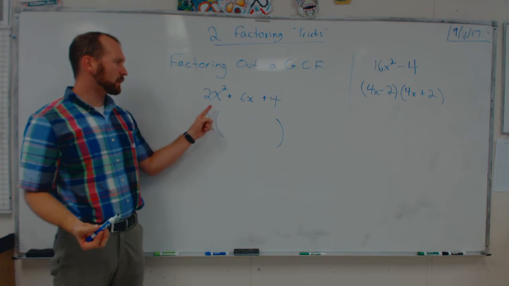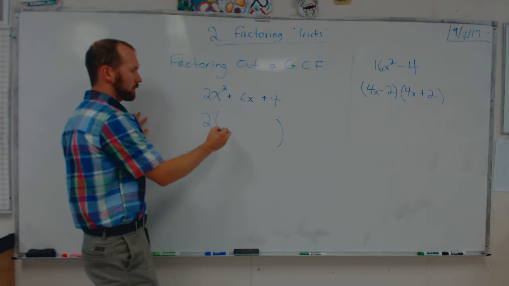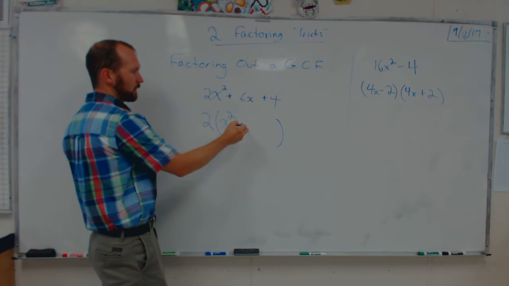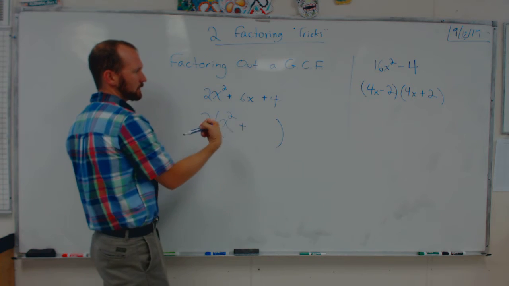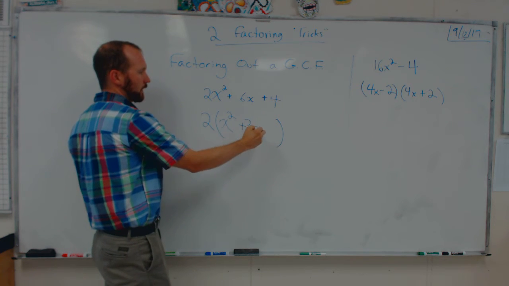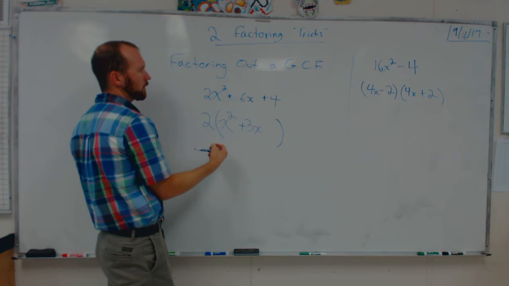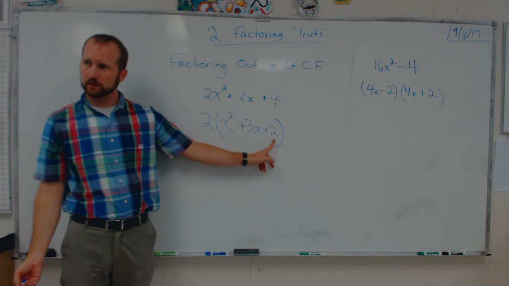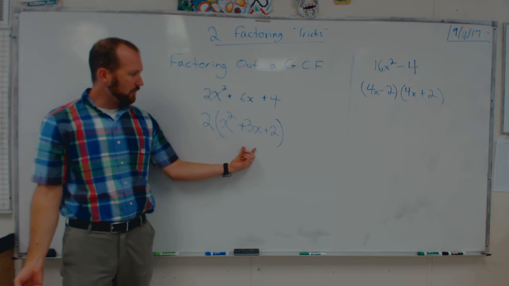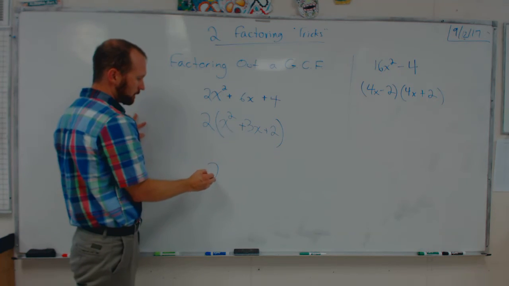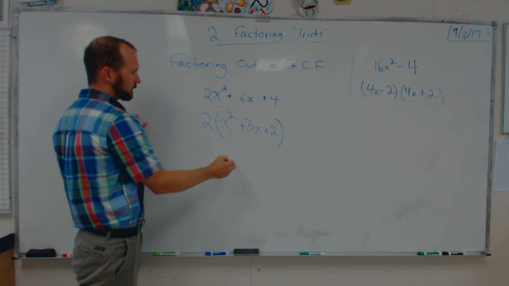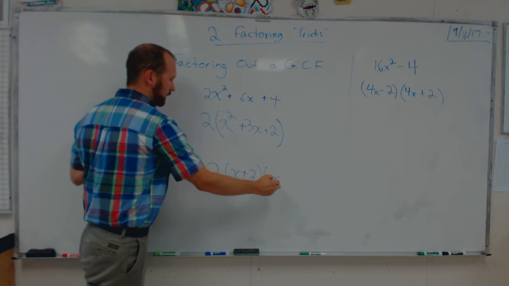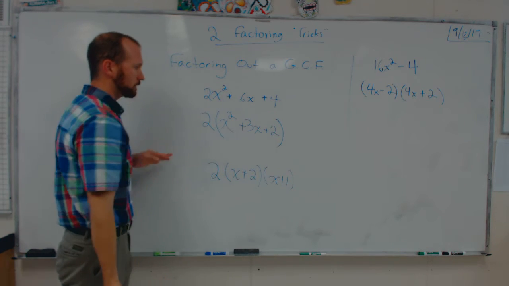And then you just kind of think about the distributive property. 2 times what would give me 2x squared? Well, how about x squared? Because 2 times x squared is 2x squared. 2 times what is going to give me 6x? 3x. And 2 times what is going to give me 4? 2. And now I can factor this. So I just only factor this. I leave the 2 out front. And I factor this. And I see that my factors would be x plus 2 and x plus 1.